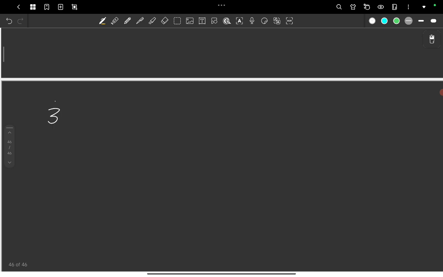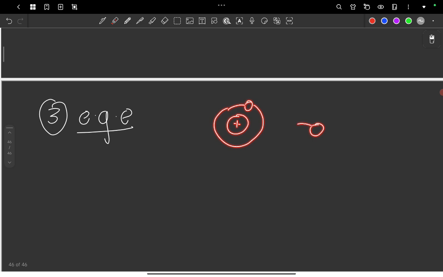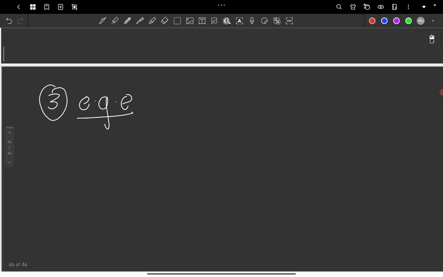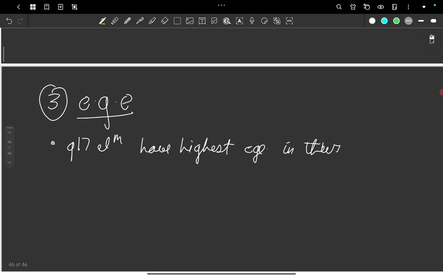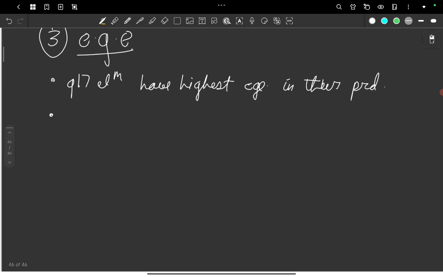So now let's talk about the electron gain enthalpy. What is the electron gain enthalpy? It is basically the magnitude of energy which is released or absorbed whenever I have to add an extra electron to this atom. And the NCERT says that the group 17 elements again have the highest electron gain enthalpy in their periods.